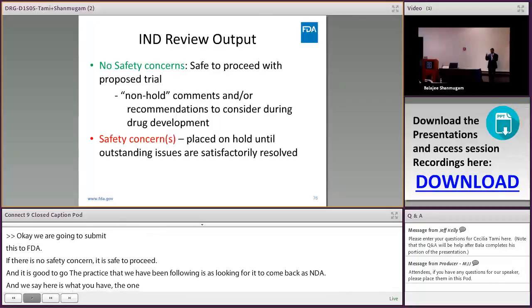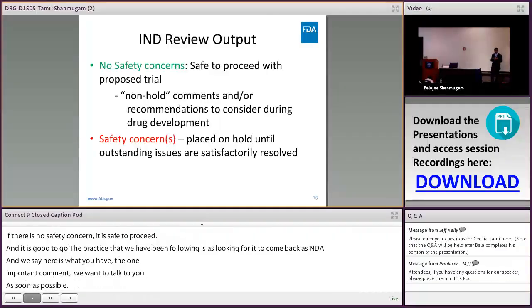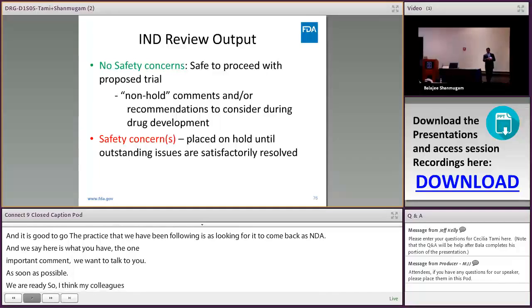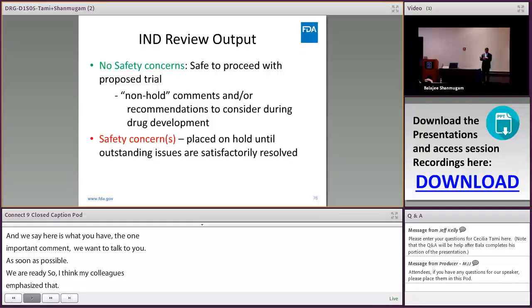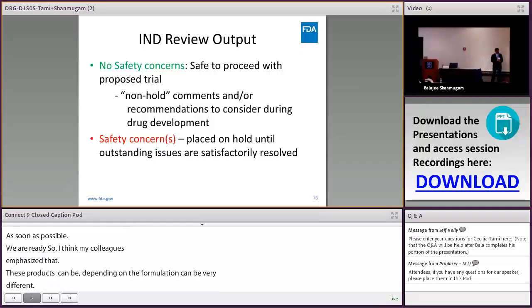So I think my colleagues, Maureen and Dr. Charu, also emphasize that we approach the right clinical division, because these products can be, depending on the formulation, route of administration, and clinical indication, very different. What applies to antiviral may not necessarily apply to ophthalmic, or to oncology. So I strongly encourage, when you have these meeting requests, just reach out to the particular clinical division so you get the correct response that we can give.